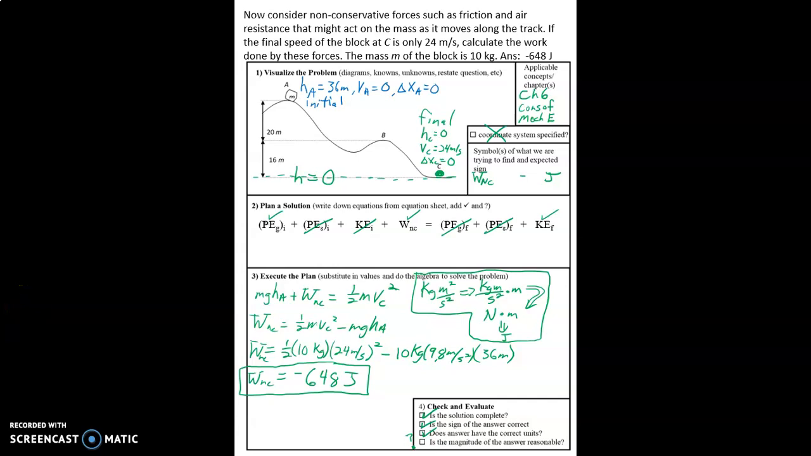All right, we were looking at this problem last time where we found out that 648 joules of energy were lost or removed from the system due to friction and air resistance. So what we did not do was to look at the energy bar chart. So we'll do that now.